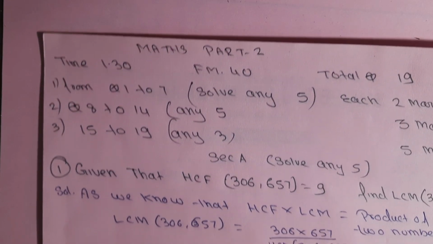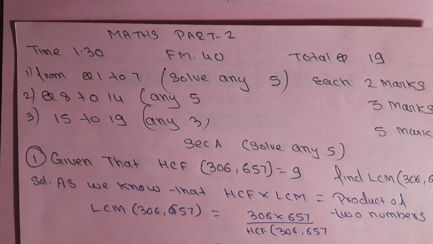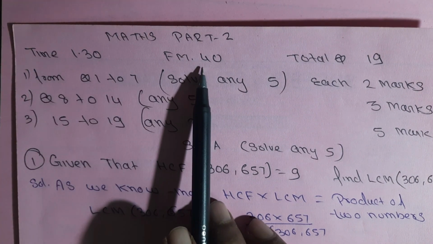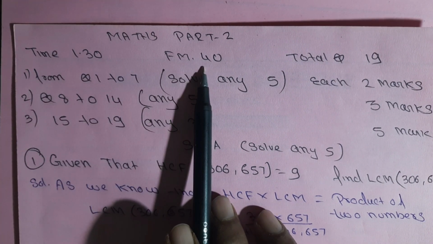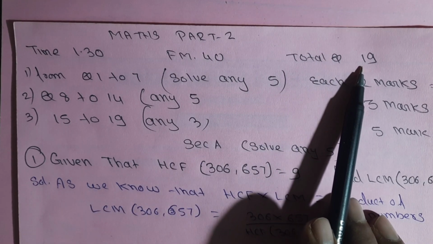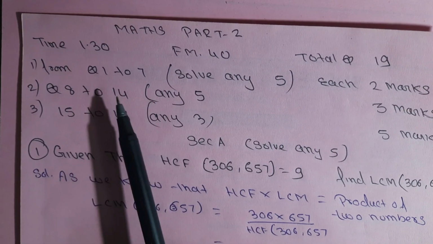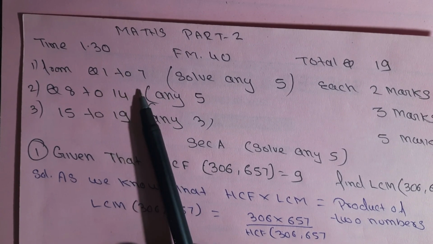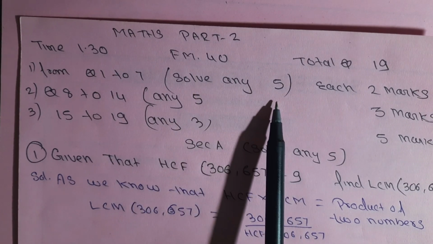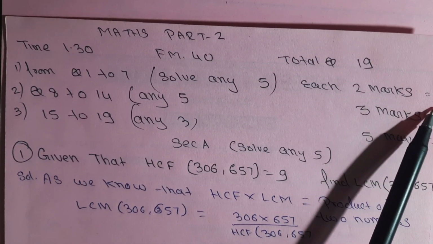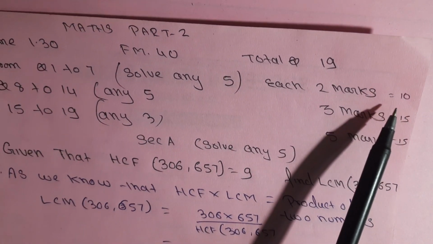Now here it's maths part 2. Time given is 1 hour 30 minutes, and full marks is 40. Total number of questions is 19, divided into 3 different sections. In section 1, you have questions 1 to 7, and out of those 7 you have to solve any 5. Each question carries 2 marks, that means 2 fives are 10.